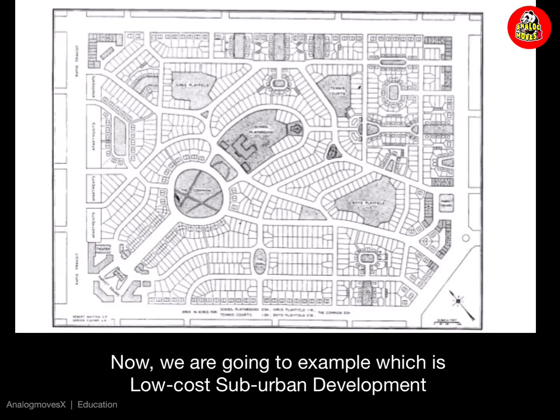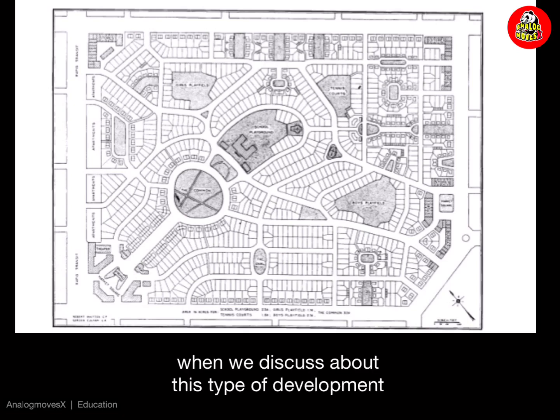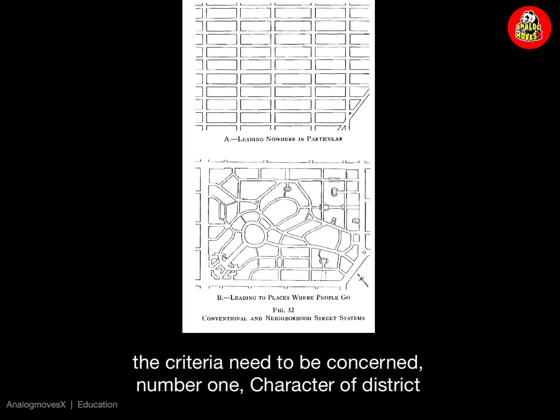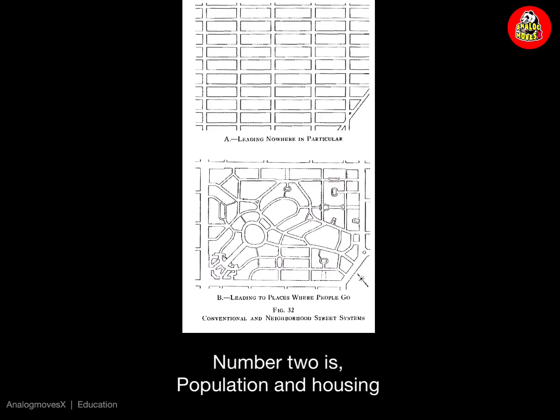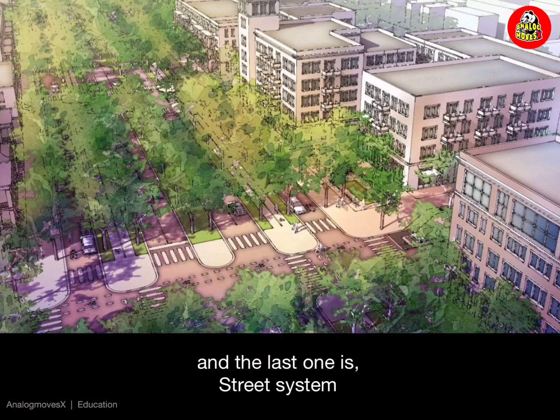Now, we are going to examples, which is low-cost suburban development. When we discuss these types of development, the criteria need to be considered. Number 1, character of district. Number 2 is population and housing. Number 3 is open space. Number 4 is community center. Number 5 is shopping district. And the last one is street system.